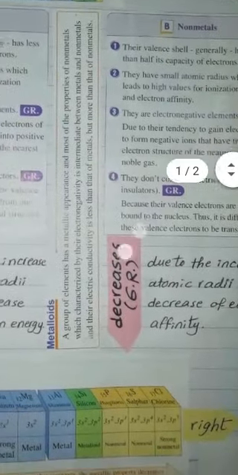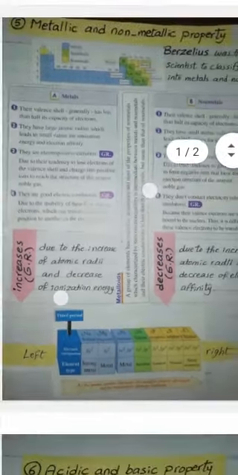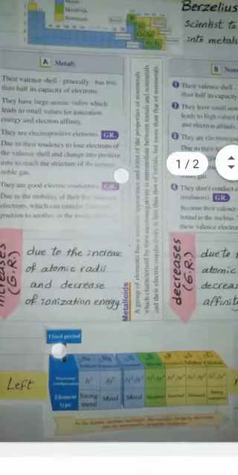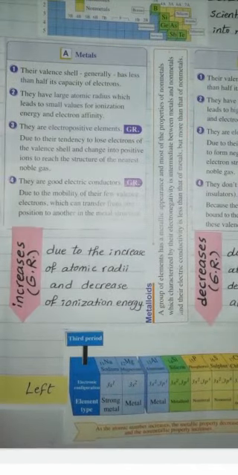What is the graduation of metallic and non-metallic property in the periodic table? In the same group. In group 1A, the metallic property increases by increasing atomic number due to the increase of atomic radii and decrease of ionization energy. What do you expect to be the most active and strongest metal in group 1A? Cesium is the most active and strongest metal in group 1A in the periodic table.